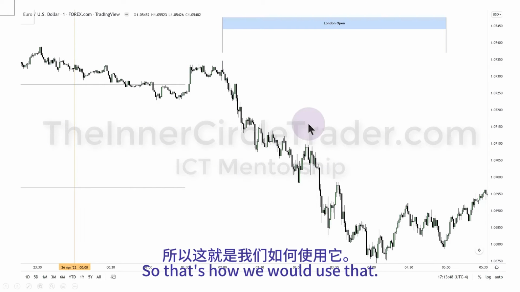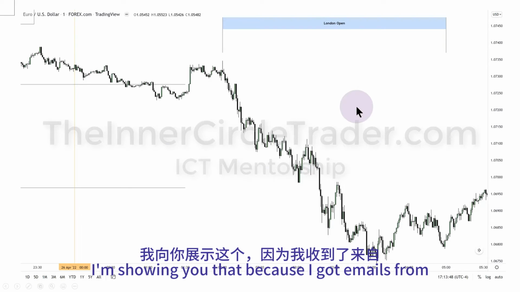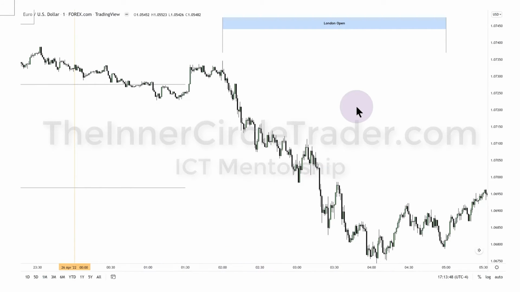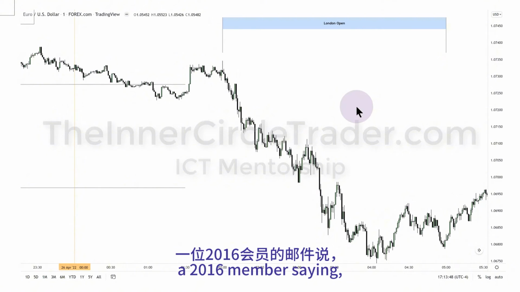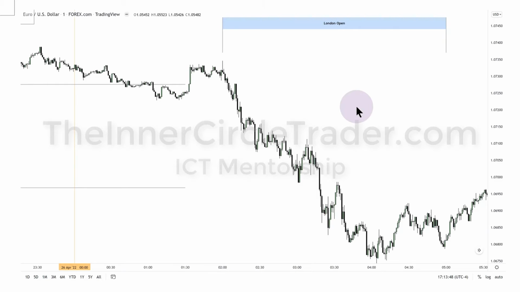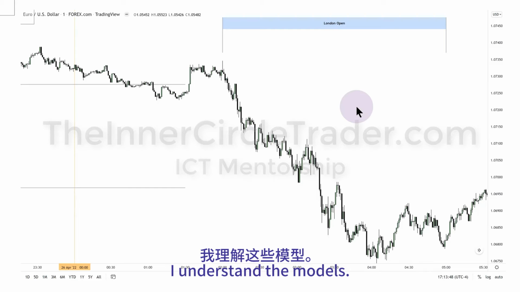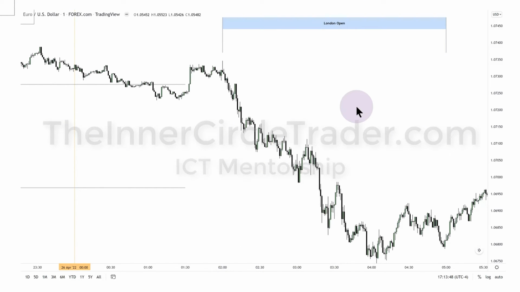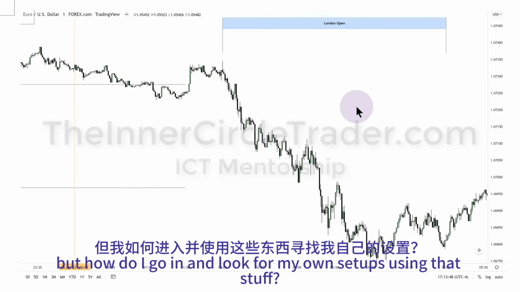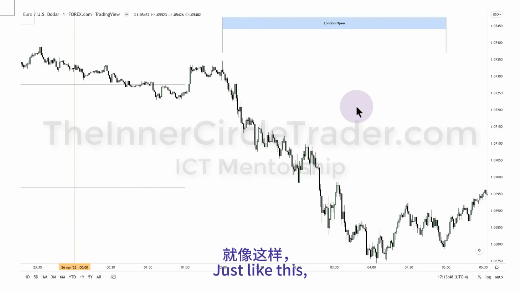So that's how we would use that. I'm showing you that because I got emails from a 2016 member saying, what do I do with the commentaries and how do I find the setups? I understand the models, I understand the core content, I understand what you're saying, but how do I go in and look for my own setups using that stuff? Just like this, okay? It's just like this.